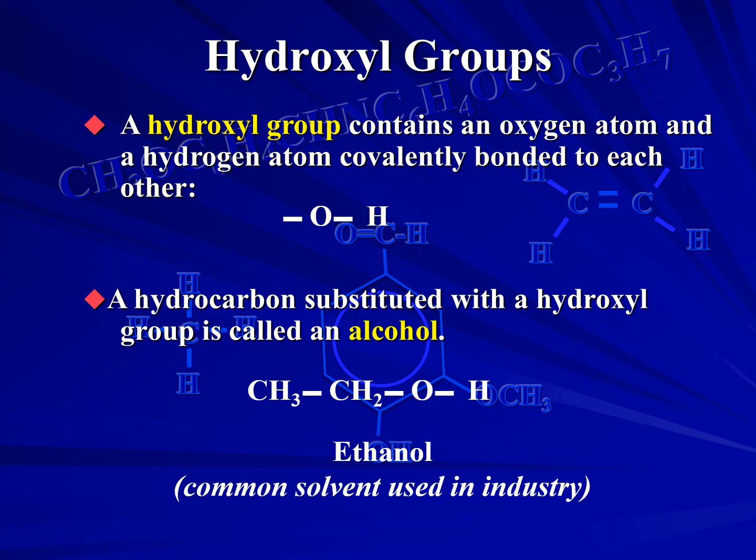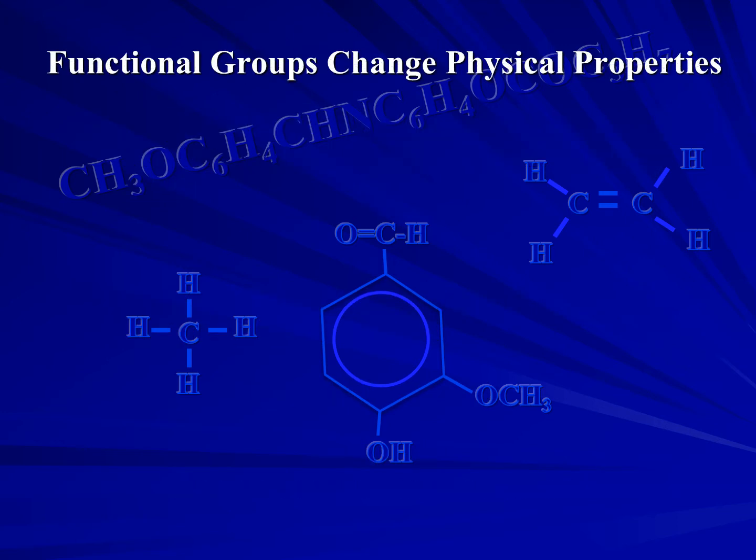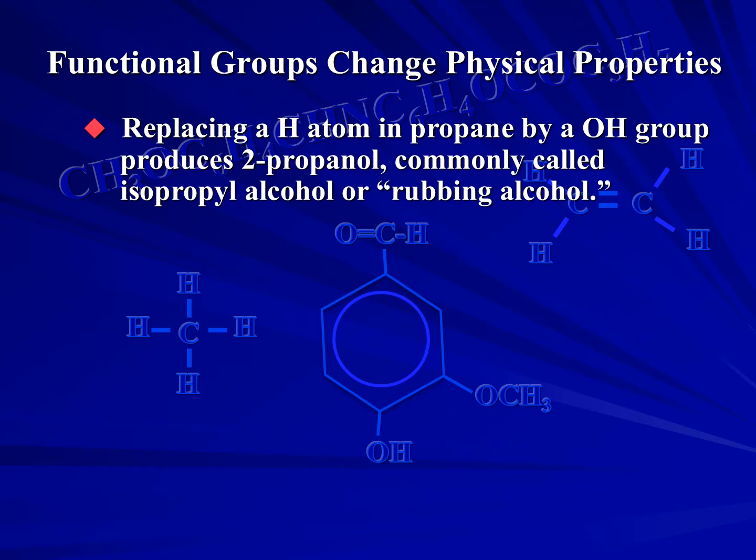Ethanol is a common solvent used in industry and is also a major component of wine, beer, and other alcoholic drinks. It is the functional groups that change the physical and chemical properties of compounds. For example, replacing a hydrogen atom in propane by a hydroxyl group produces 2-propanol, commonly called isopropyl alcohol or rubbing alcohol.